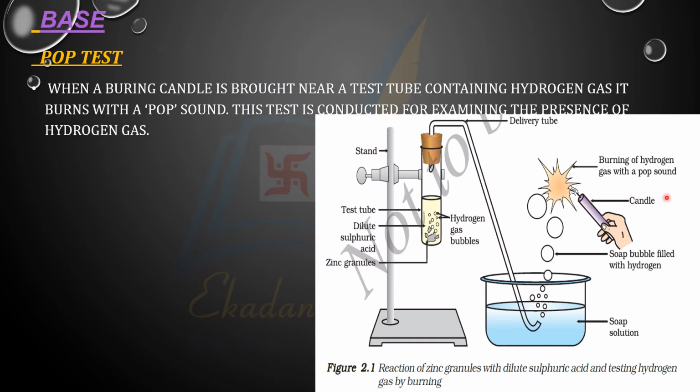This is called the pop test. When a burning candle is brought near the test tube containing hydrogen gas, it burns with a pop sound. This test is conducted for examining the presence of hydrogen gas. Here I told you just now. Now base plus metal gives salt plus hydrogen.